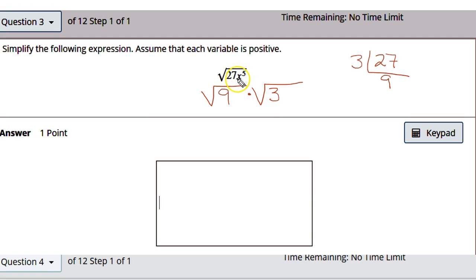Now, when we look at the variable to pick out the perfect square, we say, what even power of x? So that would be x to the 4th. And then there's an x left over. So now under the first radical sign, we have all perfect squares, and then whatever isn't. So this then becomes 3x squared, the square root of 3x. And that's the protocol.